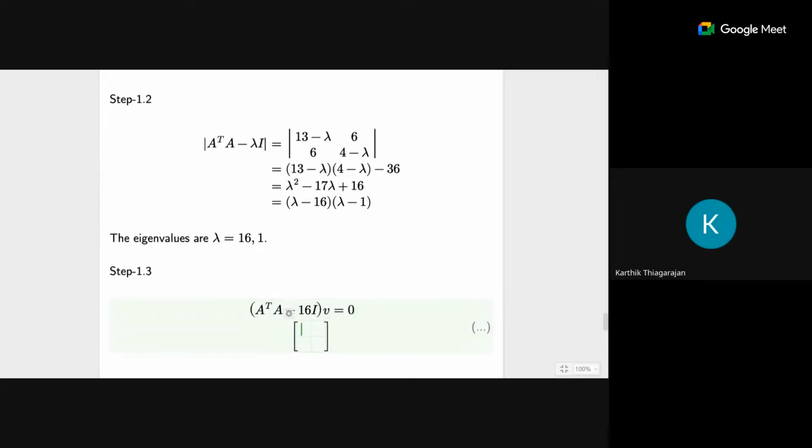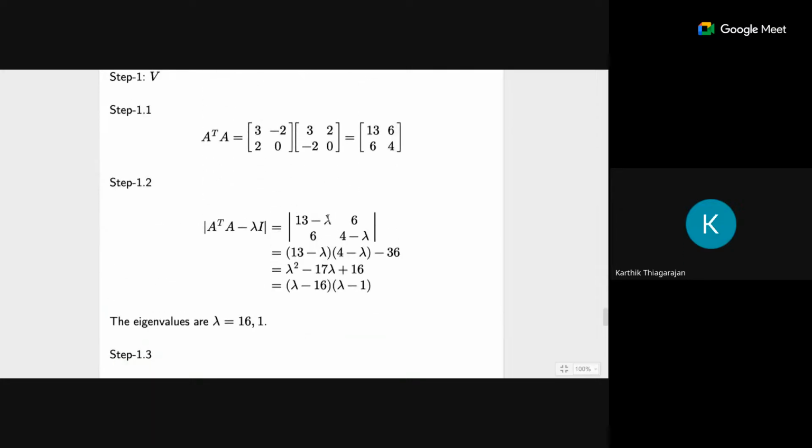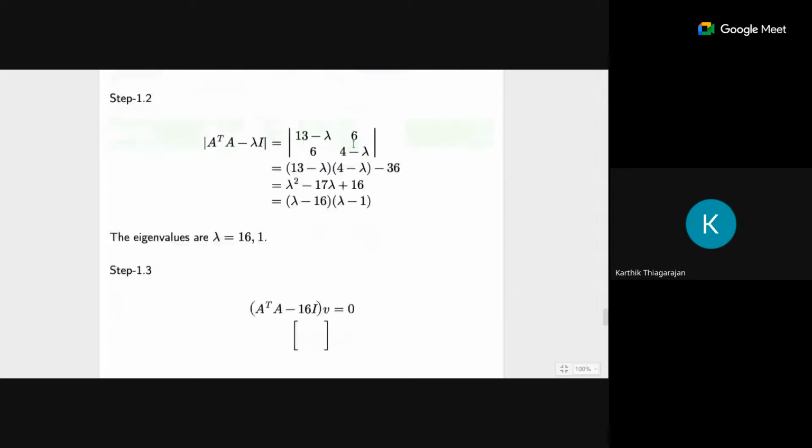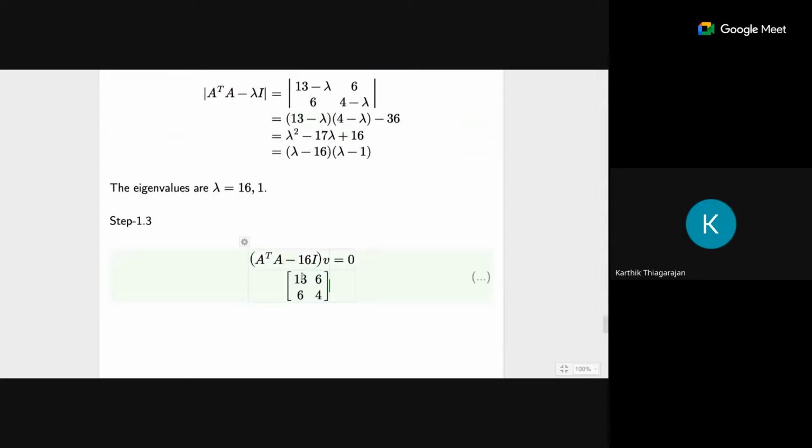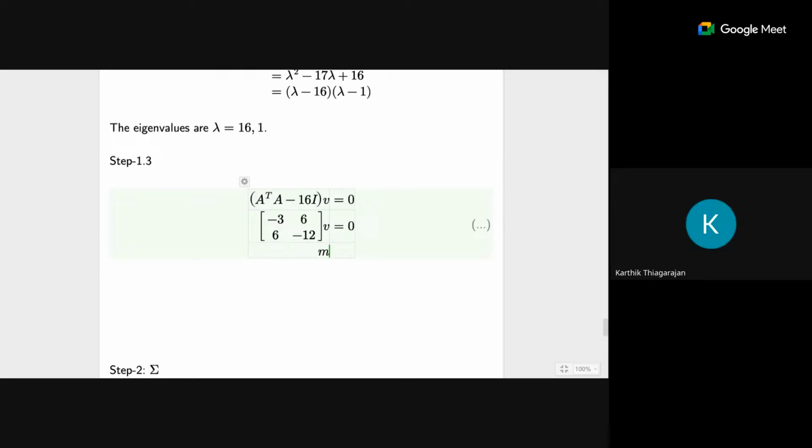So A transpose A is what? This one, so let me copy that. This is A transpose A minus 16I. So this will become minus 3, 3. This will become minus 2, minus 12. Okay, so now if you row reduce, what will you end up with?